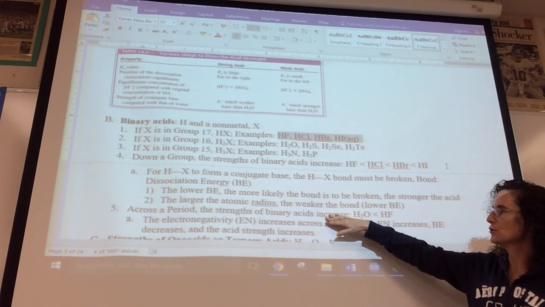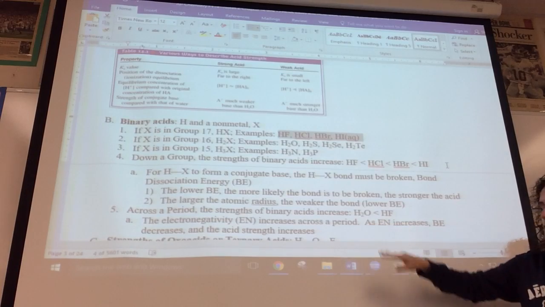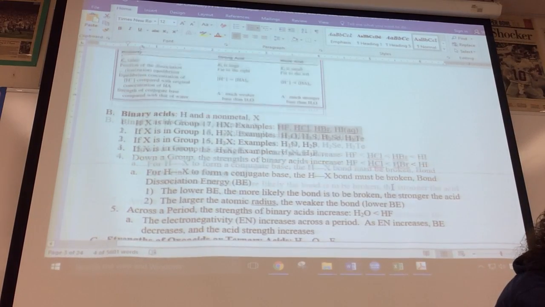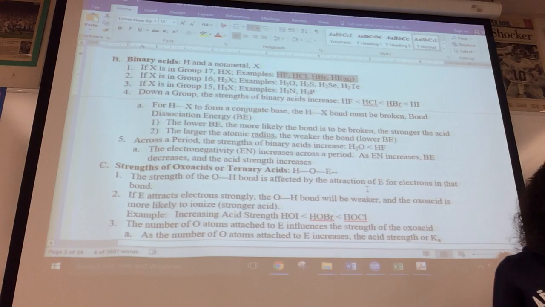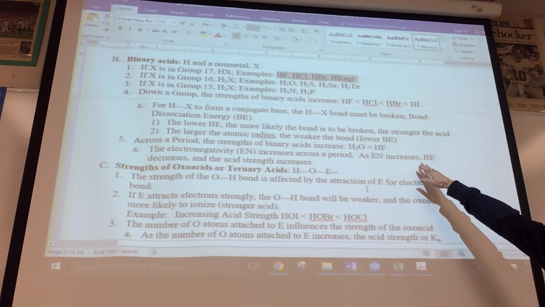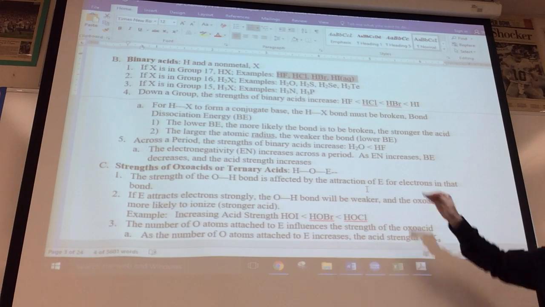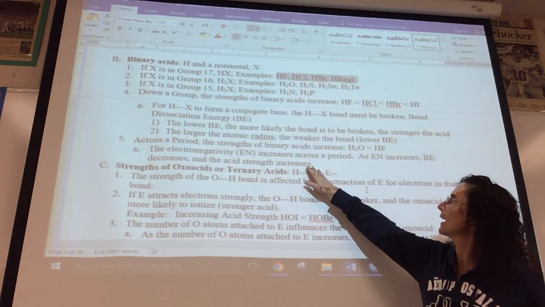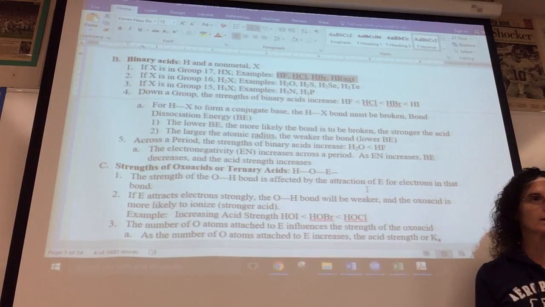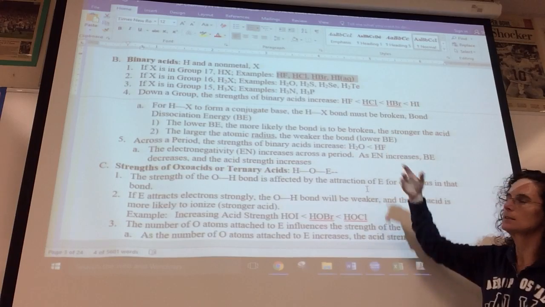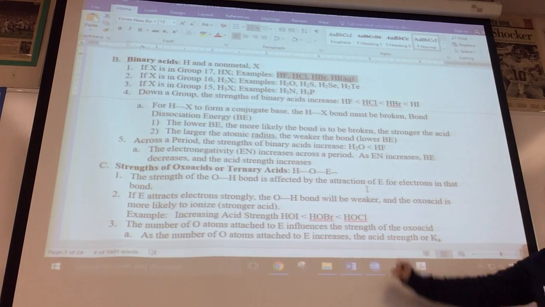Across a period, the acid strength also increases for a different reason. This is based on electronegativity. You know as you go across a period, electronegativity is going to increase. You know that fluorine is the most electronegative element. As the electronegativity increases, that means that the atom draws the bonding electrons more to itself. That's going to weaken the bond and strengthen the acid. So for example, across a period, hydrofluoric acid is going to be a stronger acid than water. That's because the fluorine draws the electrons in at the bond very much toward it, weakening the bond, increasing acid strength. Those are the binaries.